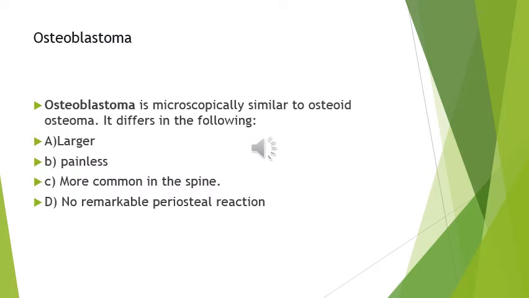We talked about osteoid osteoma, and then we are going to talk about something which resembles it with little differences. This is osteoblastoma. The osteoblastoma is microscopically similar to the osteoid osteoma, but differs in that it's larger in size, and it's more common in the spine, with no remarkable periosteal reaction.